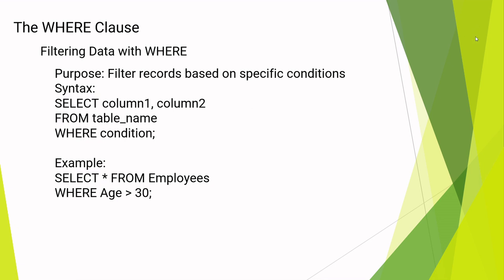The where clause is used to filter records that meet specific conditions, allowing you to retrieve only the data you are interested in. For instance, to find employees older than 30, you can use the query as shown here.